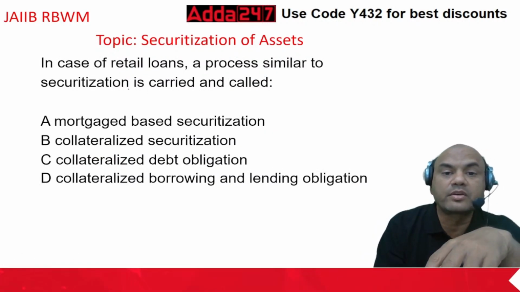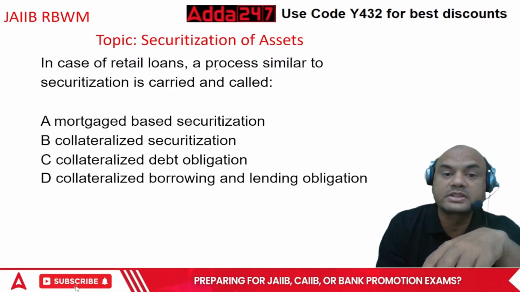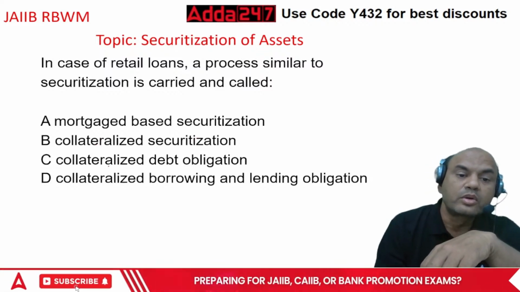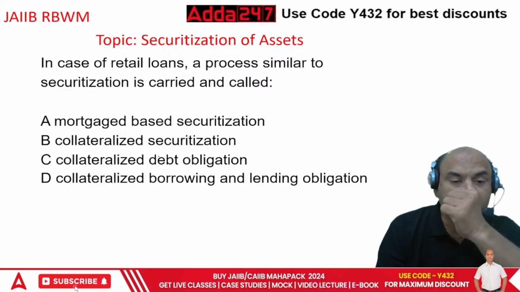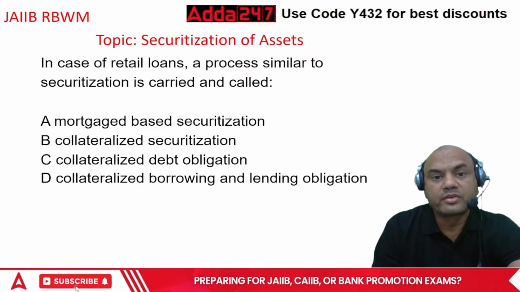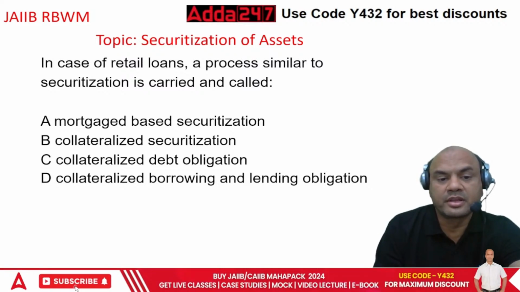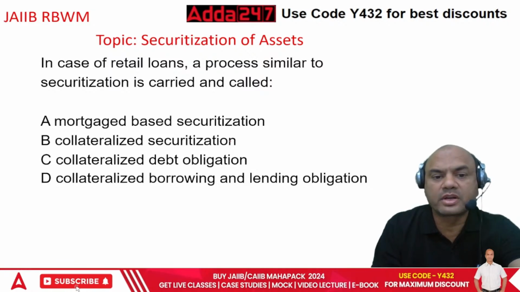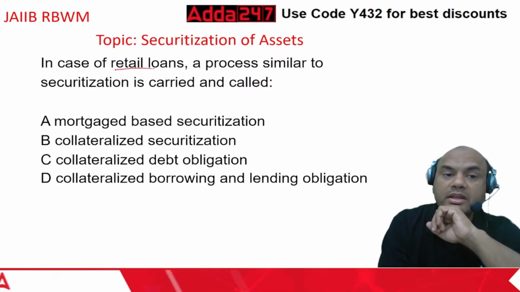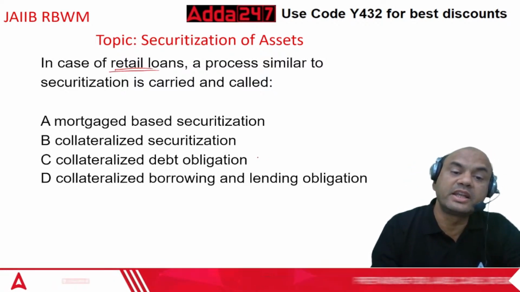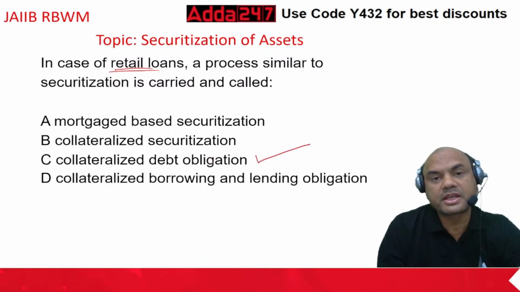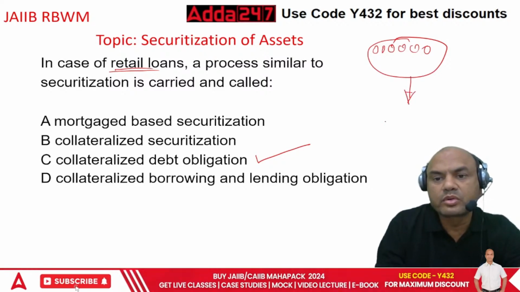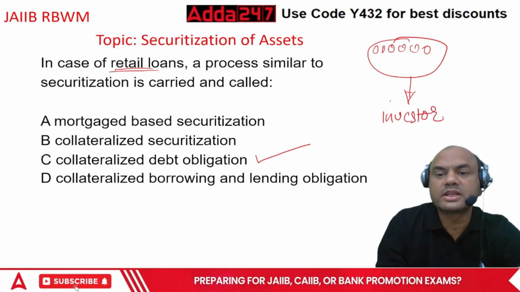In case of retail loans, a process similar to securitization is carried out and called what? Mortgage-based securitization, collateralized securitization, collateralized debt obligation, or collateralized borrowing and lending obligation. Remember, retail loans. It is called CDO, collateralized debt obligation. Collateralized debt obligation means all these smaller loans are grouped together and then sold off to the investor. This is called CDO.